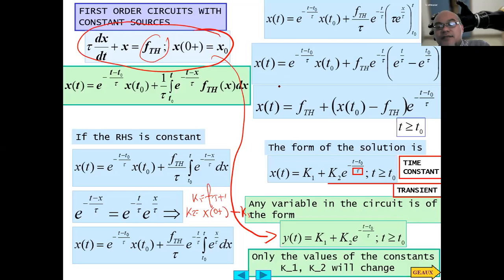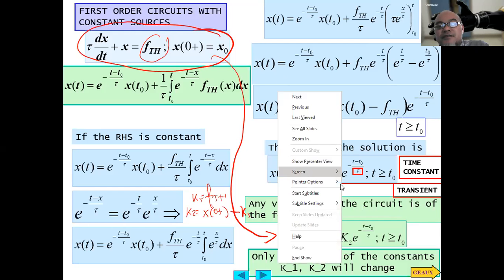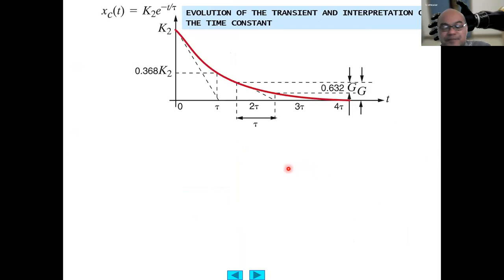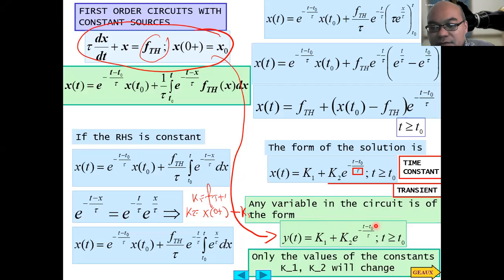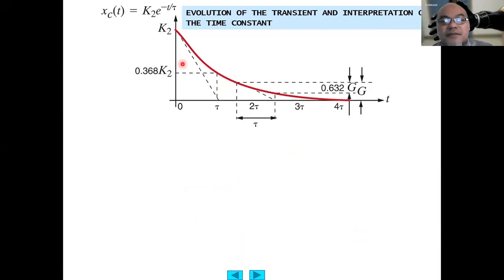When we draw that equation, it will look something like this. When t equals t0, this becomes 0. Exponent 0 is 1. So k1 plus k2. The initial value is k1 plus k2. Here is the evolution of the transient and the interpretation of the time constant.